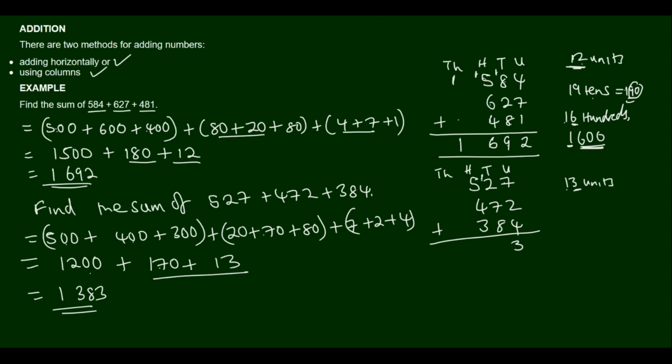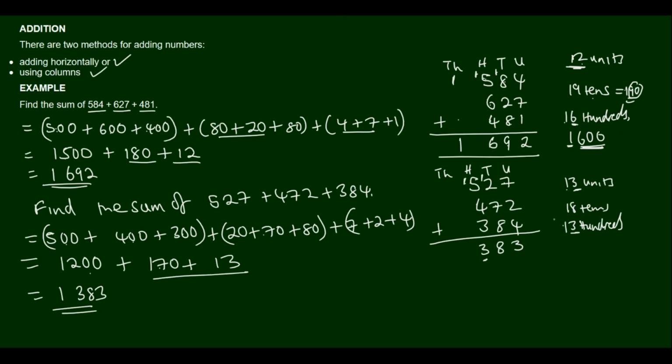So it's 1. 1 plus 2, 3. 3 plus 7, 10. 10 plus 8, 18. These are 18 tens. 18 tens mean we have 8 tens and 100. So you carry the 100 to the hundreds. So it becomes 1 plus 5, which is 6. 6 plus 4, which is 10. 10 plus 3, which is 13. These are 1300s. And then 1300s mean we have 300s.